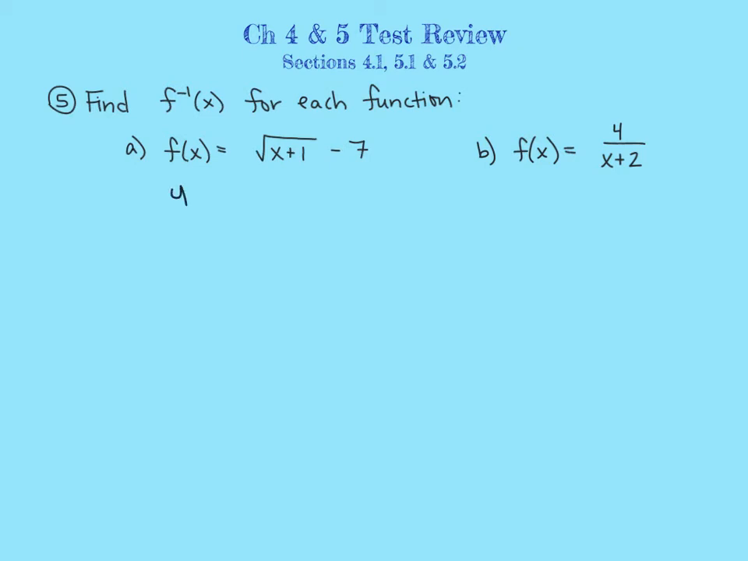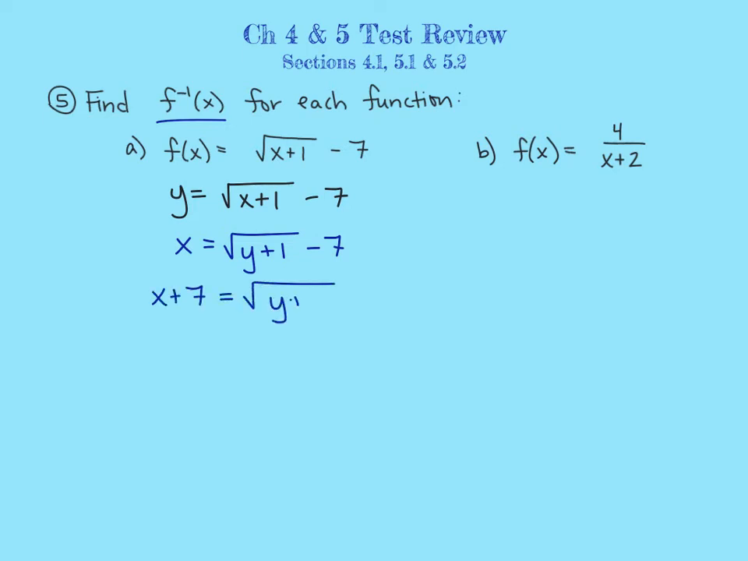So in part A, all I'm going to do first is just replace f of x with y. I have not yet swapped x and y to find the inverse. In the next step, in blue, I will find the inverse. So I'll swap x and y. So now we technically have the inverse function, but in order to write it as a function, f inverse of x, we need to solve for y. So what we'll do is add 7 to both sides.